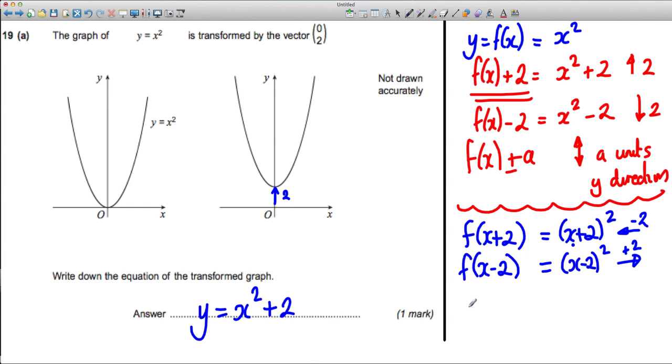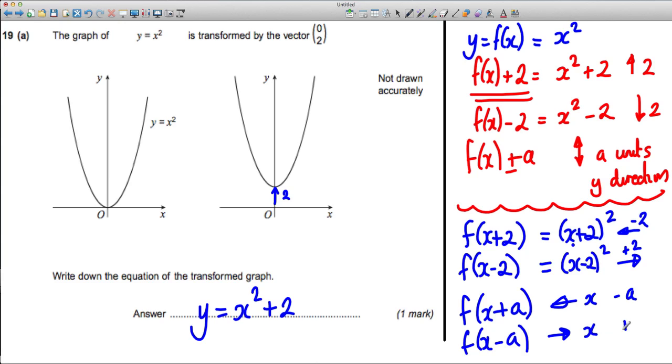So anything of the following, f of x plus a turns out to be a translation in the x direction by negative a units, and f of x minus a turns out to be a translation in the x direction by positive a units. Now that's just a very, very quick whistle-stop tour of that. But in this case here, knowing that I want to go up in the y direction by 2, I know I need to add 2 outside the brackets. So I've just added 2 there.